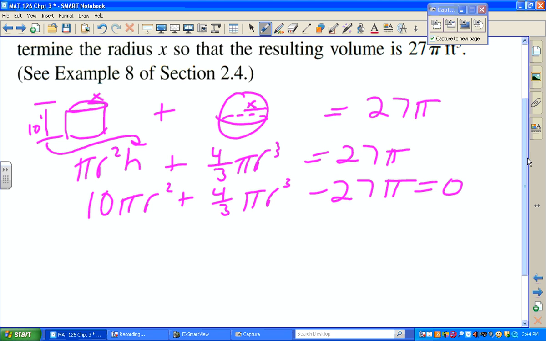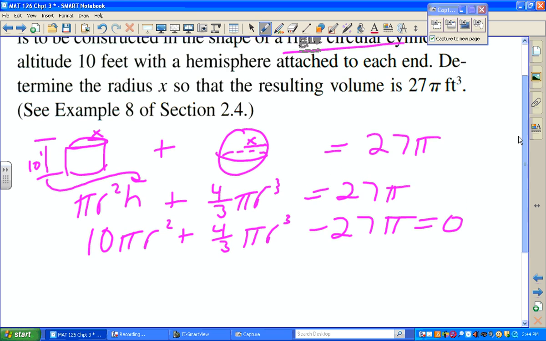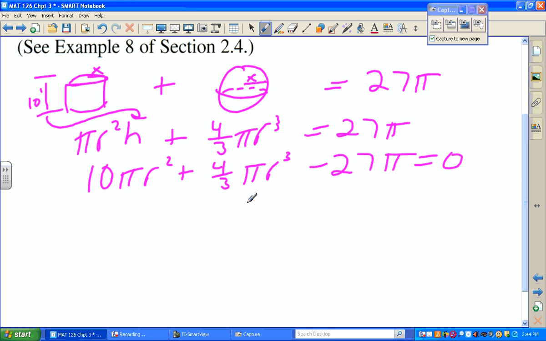Now what's the restriction on x? X probably isn't going much past, well anyway, we'll worry about that later. How do you solve that equation? Yeah, you can divide every single term by pi. There are 4 terms, and then I'll rearrange it. So I have 4/3 r cubed plus 10 r squared minus 27 equals 0.